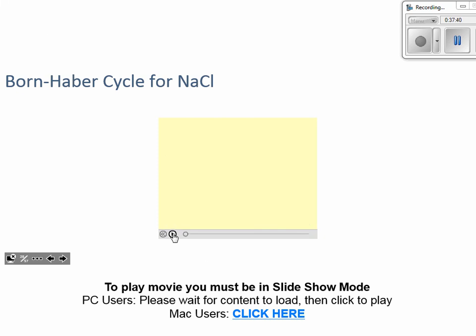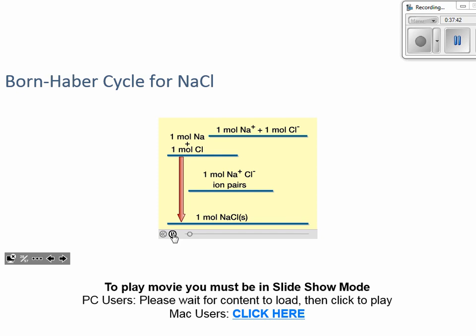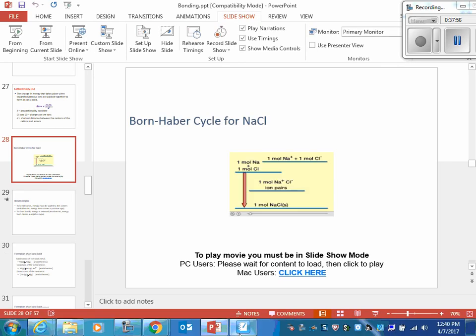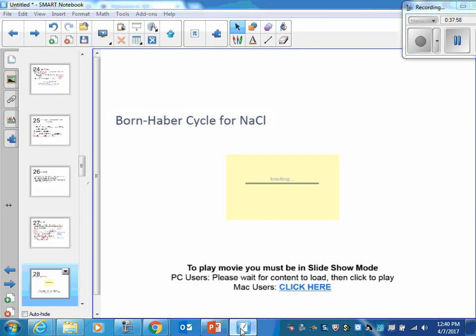Okay, so this Born-Haber cycle, what it's showing you here is that there's a bunch of different energy changes going on. We have some endothermic and we have some exothermic energy changes going on. So I want to show you, I put it on your notes for you. Sorry, hold on a second. There we go, back here.